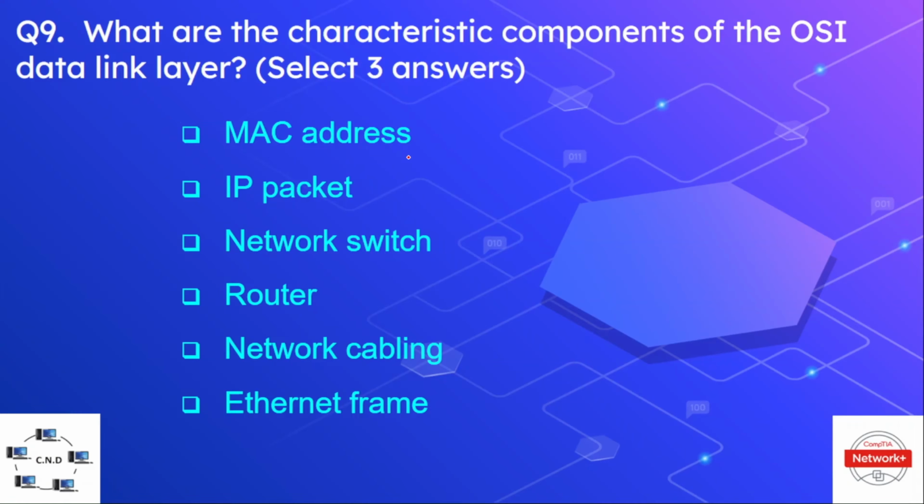So the components or features related to the data link or layer 2 are number 1, the MAC address. So the MAC address works at layer 2 or the data link layer. And the next correct option is the network switch. So the network switch also works at layer 2 or at the data link layer. And the data packet that operates at data link layer or layer 2 is known as Ethernet frame. So these are the correct options.